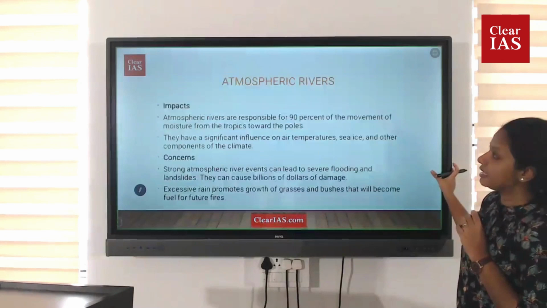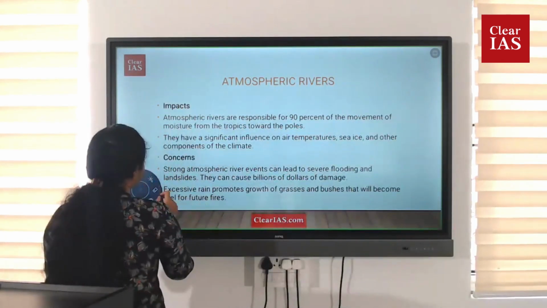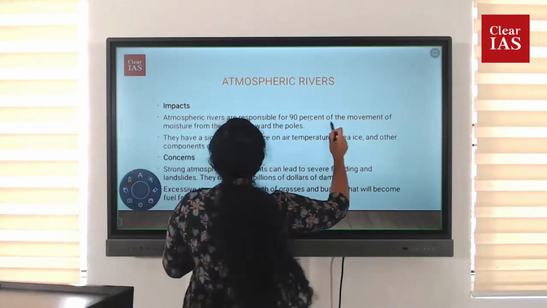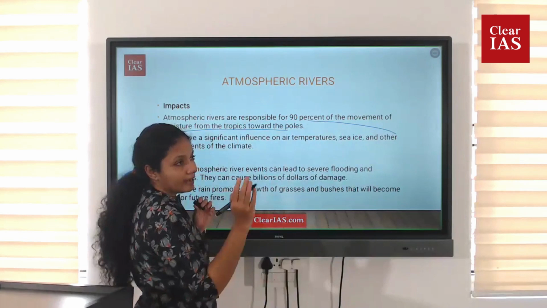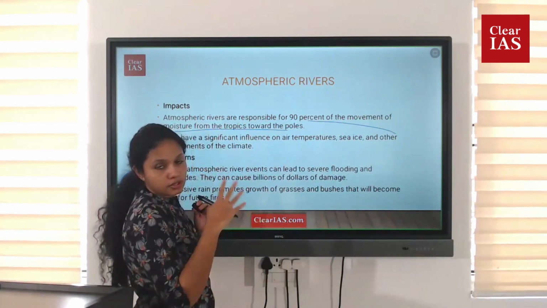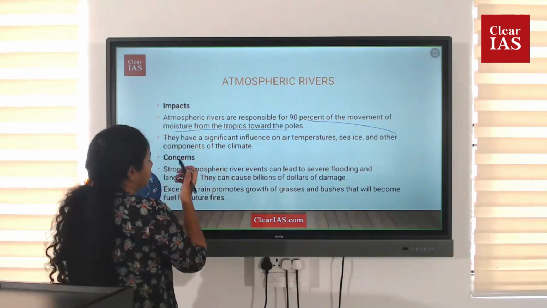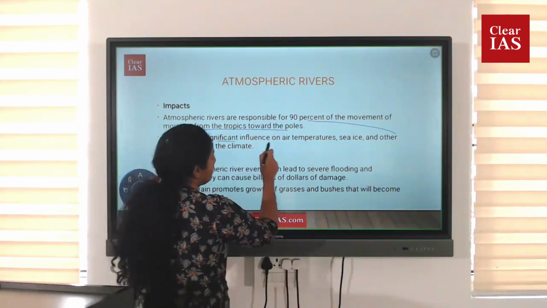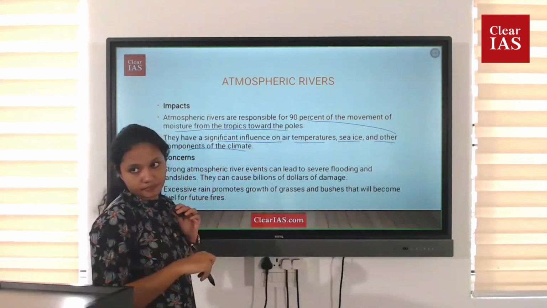So what is the significance or impact? They are responsible for 90% of the movement of moisture from the tropics towards the poles. As the wind moves, the water vapor is moved from the tropics to the poles. So 90% of the movement of moisture from the tropics to the poles is due to atmospheric rivers. They have a significant influence on air temperature, sea ice, and other components of the climate.